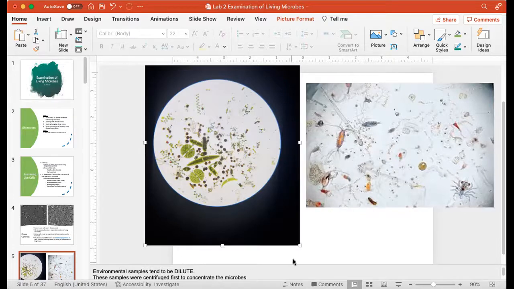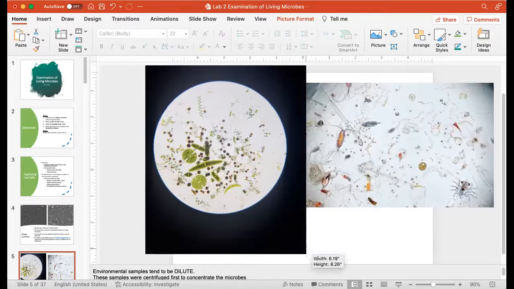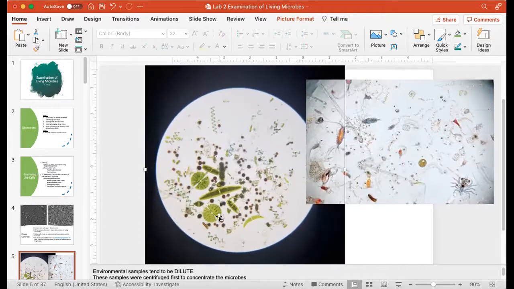If you look over here at this slide on the left, same thing. I've got some plant cells in here. I've got some algae in here. I've got some diatoms in here. I've got all kinds of interesting little creatures in here. Again, this is from a pond. And we expect ponds to be just teeming with microbial life.